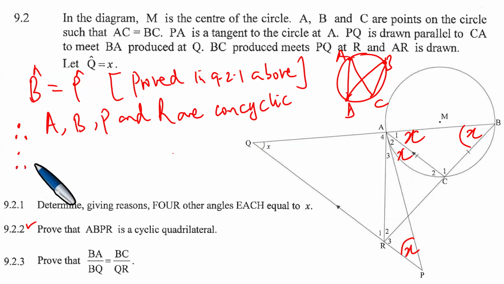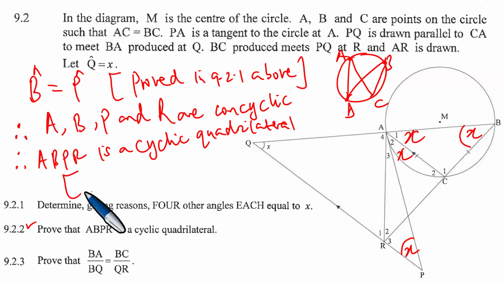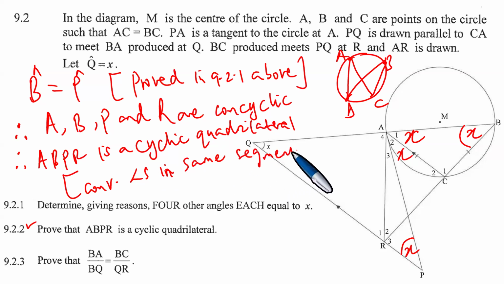And therefore, if they are concyclic, meaning they lie on the circumference of the same circle, A, B, P, R is a cyclic quadrilateral. Why is it a cyclic quadrilateral? Converse angles in same segment theorem.